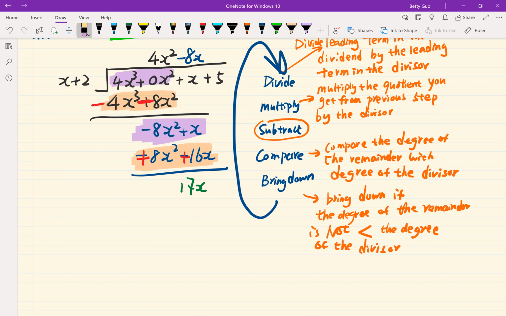So bring down. Bring down what? You're going to use this 5 here. Bring 5 down. And 17x plus 5 in green is going to be the new dividend. We are starting the third round, another round. Again, the binomial on the bottom, 17x plus 5, is the new dividend. Let's see the first step.